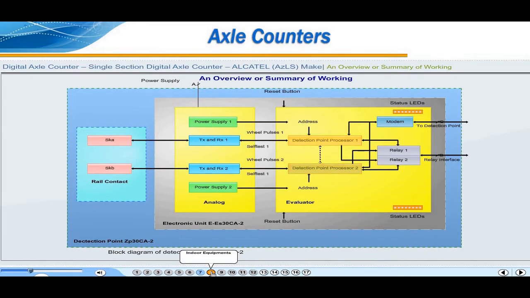CPU 1 and 2 control two independent relays, Relay 1 and Relay 2. As soon as section occupied information is processed by the CPUs, they will drop Relay 1 and 2, and the section occupied red LED indication will appear. These relays are connected to indoor via a relay interface. For section clear or occupied information, CPU 1 and 2 of the one detection point will communicate with CPUs of the other end detection point via a modem.